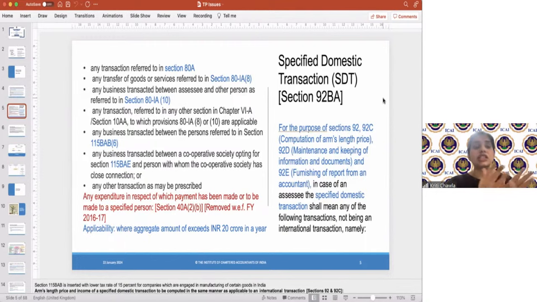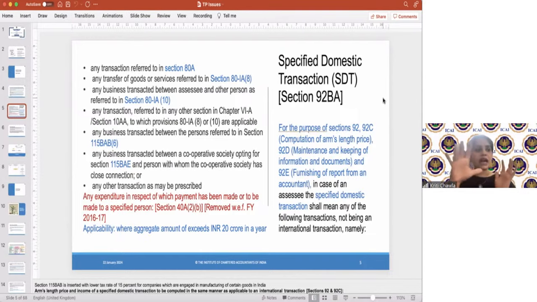Meaning to say that if, for international transactions, we were using the concept of arm's length price, that concept also remains the same for specified domestic transactions. If for calculation of arm's length price for international transactions we were using those six methods, then those six methods are also applicable for finding out ALP for specified domestic transactions. If for international transactions we have a TP study and a form 3CEB, then this form 3CEB and this TP study are also applicable for specified domestic transactions, in the same way.